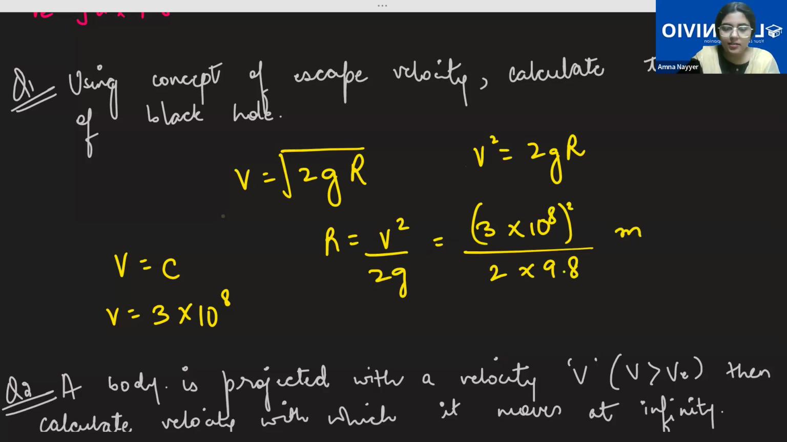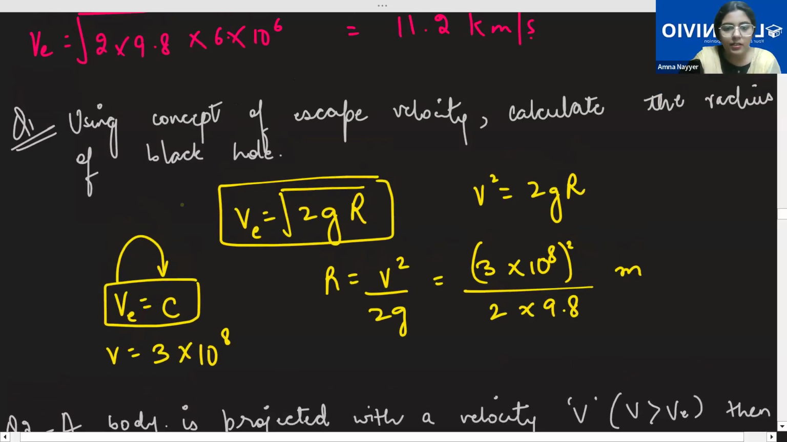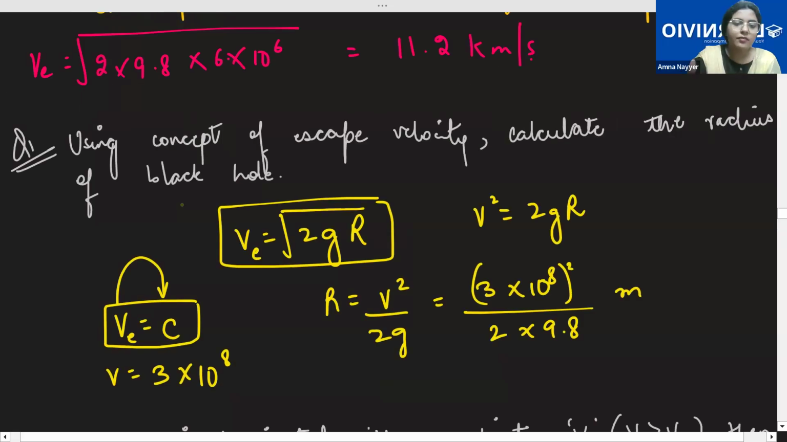The only concept that had to be used was this and the other formula of the escape velocity. That's it. So your escape velocity should be equal to the speed of light. Otherwise, a black hole can never be crossed. Okay. Write down this question. Then one more. Let's see.